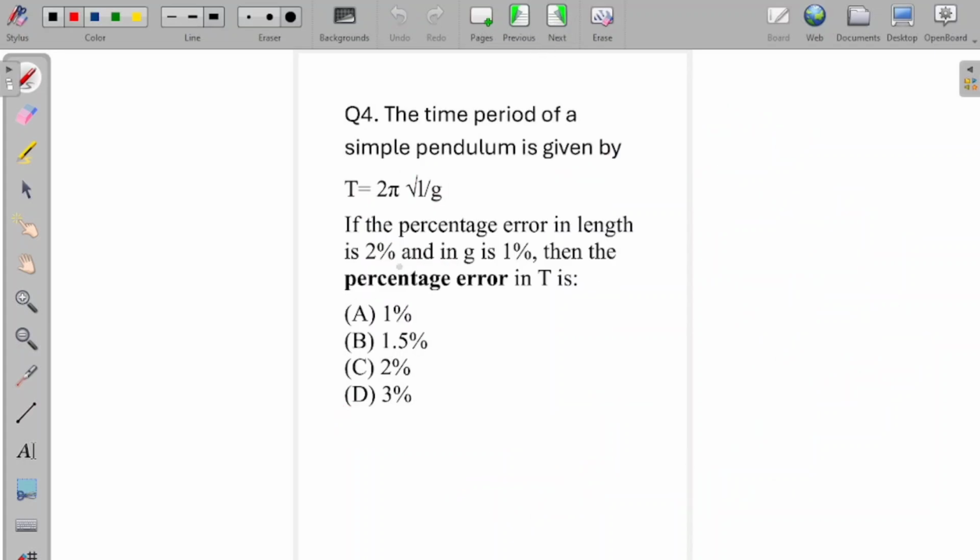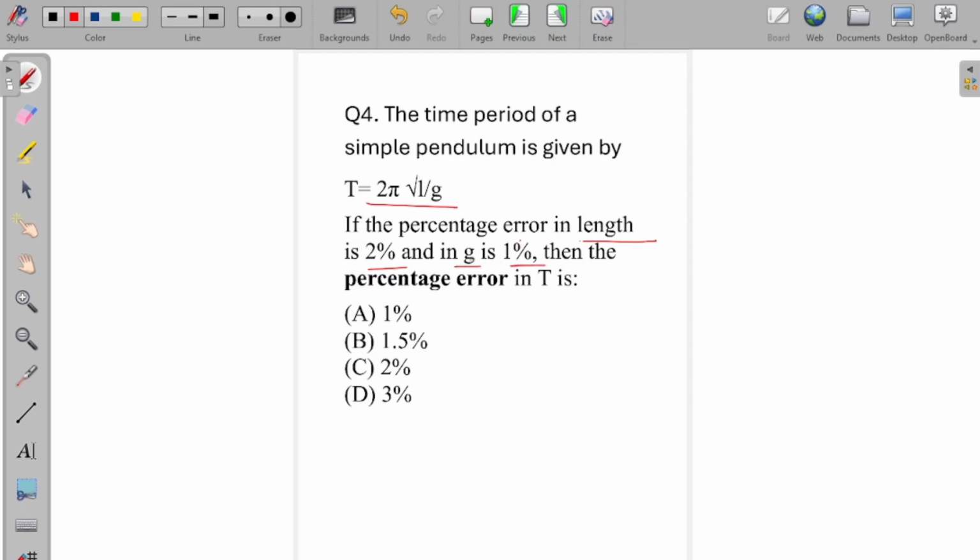Now next question, question number 4. The time period of a simple pendulum is given by T is equals to 2 pi under root L by G. If the percentage error in length is 2%, percentage error in length is 2% and in G is 1%.